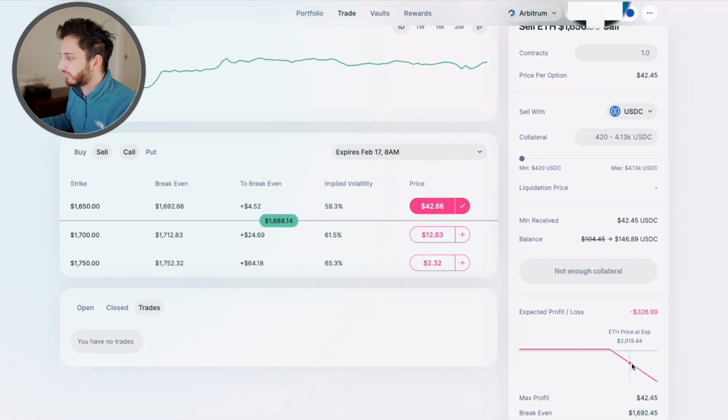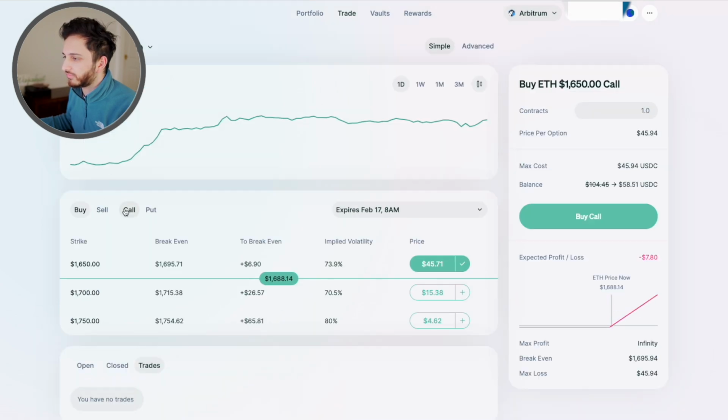It's nice that we've got these graphs over here on the side that can tell us how much we're going to make. So for example, if I buy a call option, we can see here, look, this is exactly how much you're going to make per contract depending on whatever the price is, and then of course you've got your maximum loss here as well. I think this is really nice, and I do like these features.